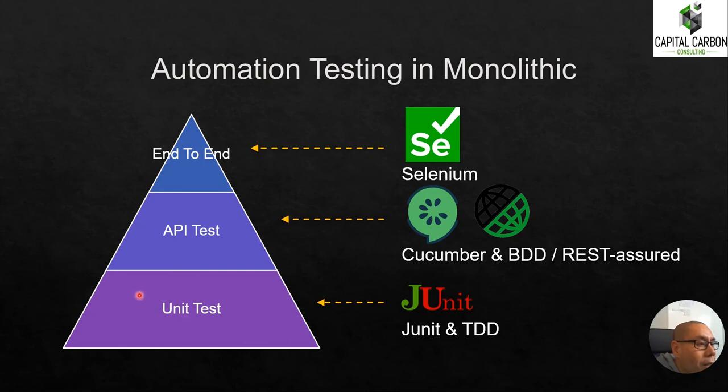And above the unit test is the API test. You can call it integration testing. Usually your tester or your QA will develop the API test. They use Cucumber as a framework, and they use BDD as the methodology, which BDD refers to behavior-driven development.